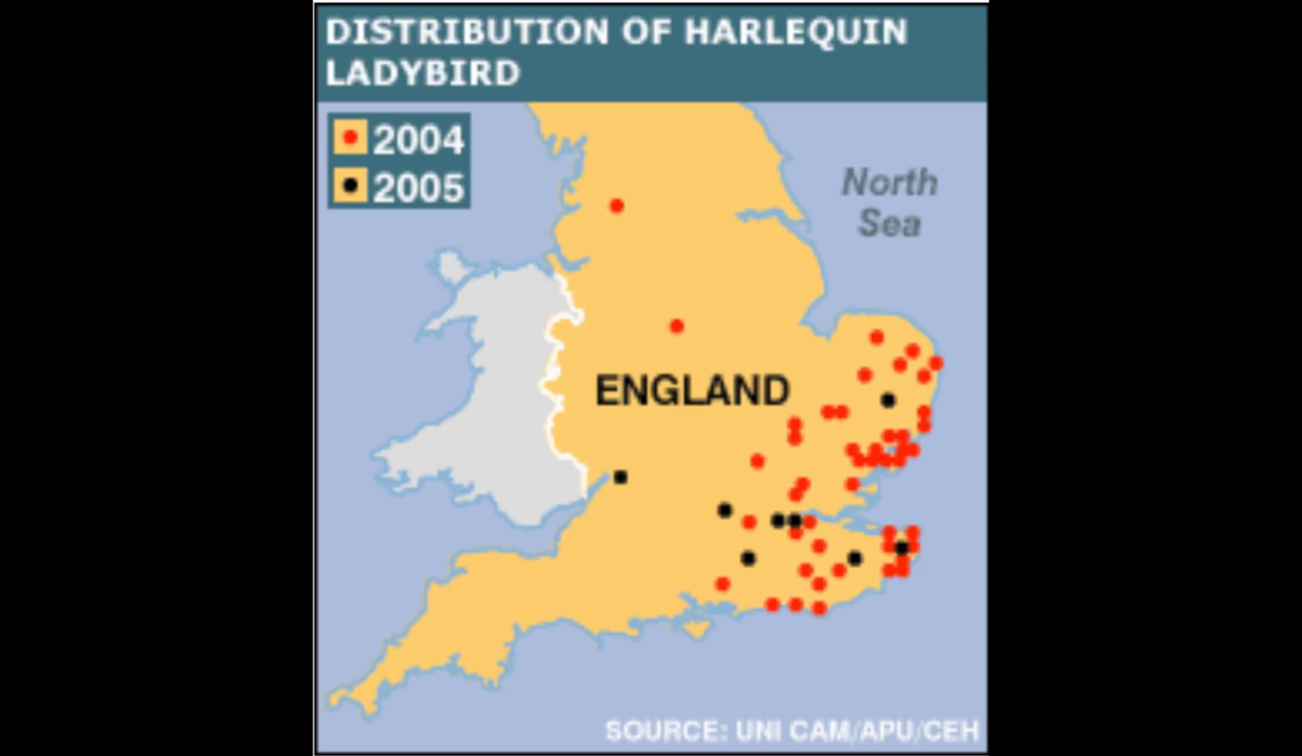The following map gives information about the distribution of harlequin ladybird in England. The red dots indicate positions of the birds in 2004, and the black dots indicate those in 2005. We can see in 2004 the birds mainly lived in the east part of England, near North Sea. We can also see the number of the birds decreased in 2005. And only a very small part of the birds lived inland. In conclusion, the map is very informative.